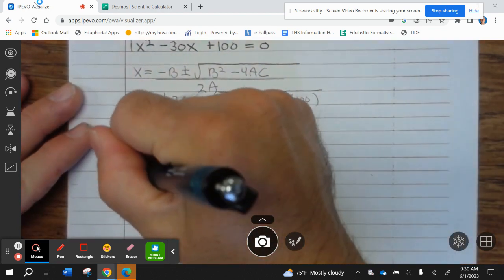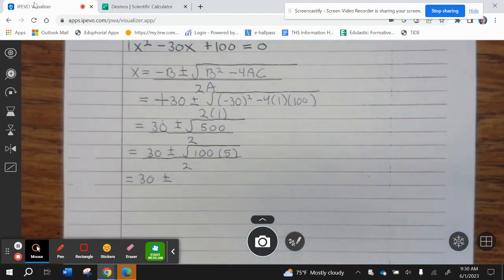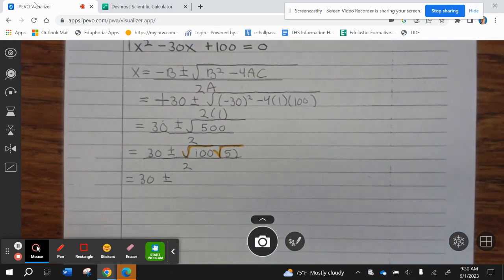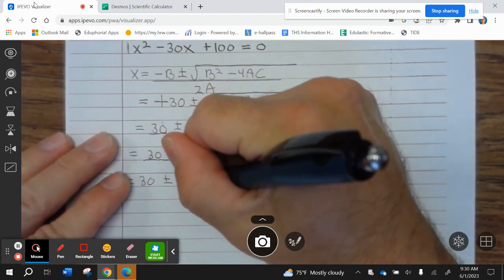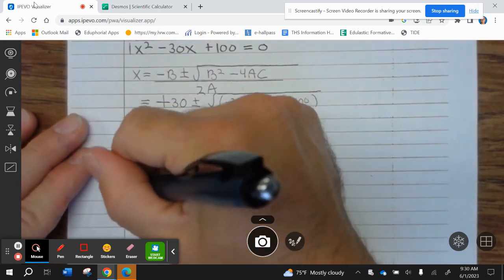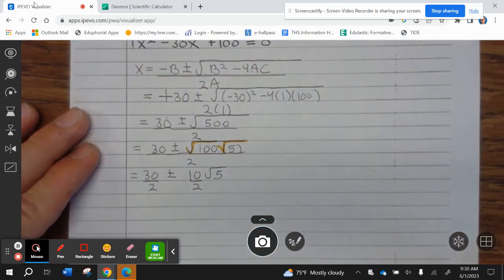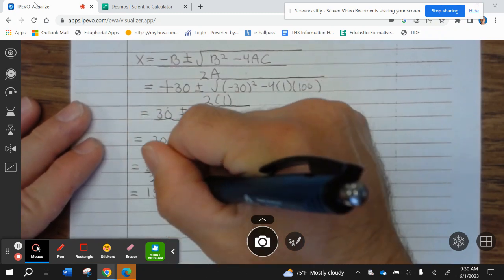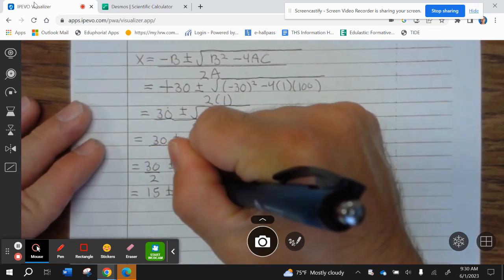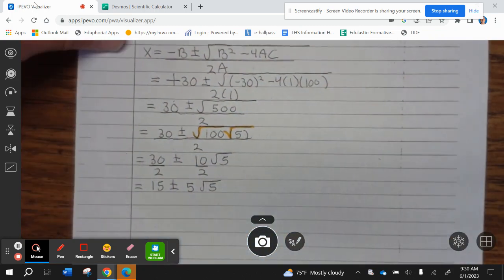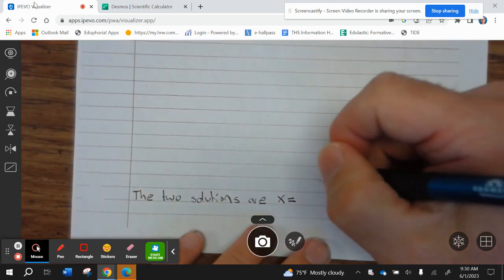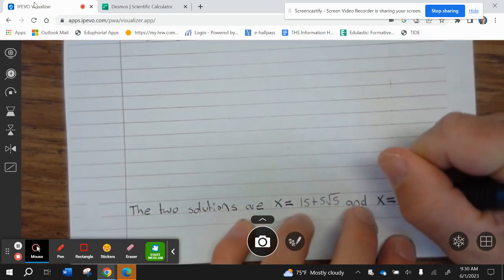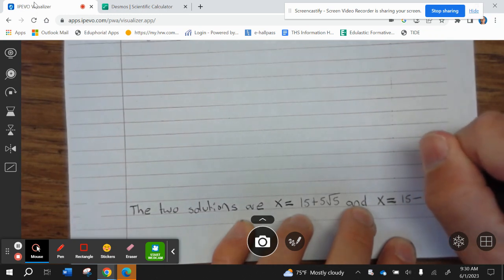So then that's equal to 30 plus or minus. Now we'll take the square root separately. So the square root of 100 is 10 times the square root of 5. And then we can divide both of these by 2. So that equals 30 divided by 2 is 15, plus or minus 10 divided by 2 is 5, square root of 5. Okay, so the solutions are 15 plus 5 square roots of 5 and 15 minus 5 square roots of 5.